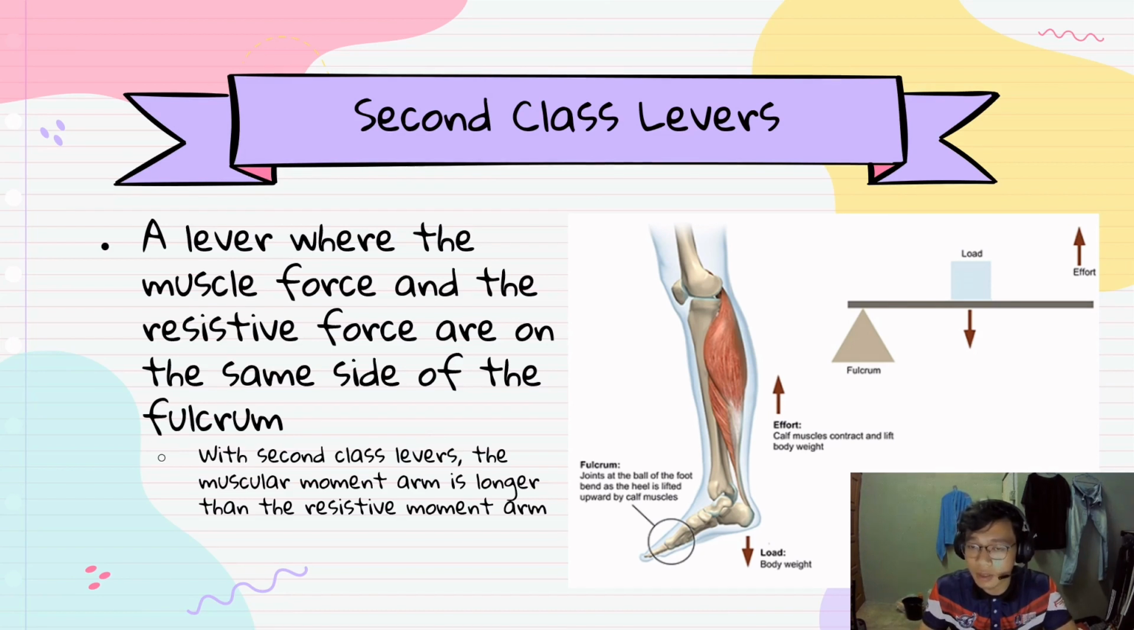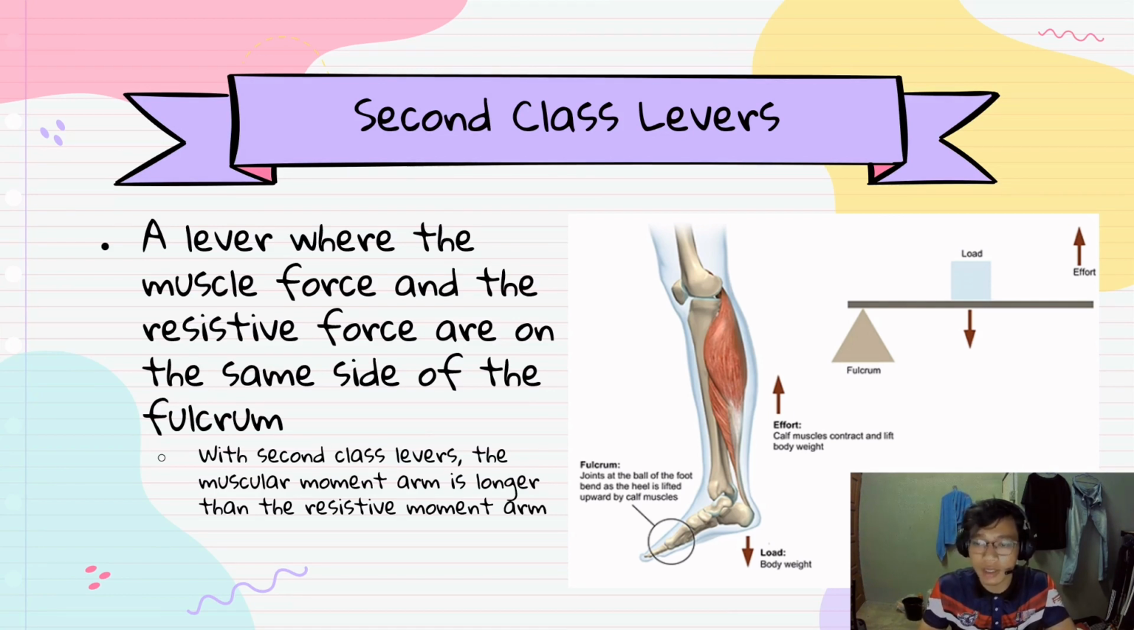An example of exercise for second class lever is the calf raise. As we can see, the fulcrum is at the ball of the foot, the joints at the ball of the foot bend as our heel is lifted upward by the calf muscle. The effort is being used by our calf muscles, which contract and lift our body weight, and the load is our body weight itself.